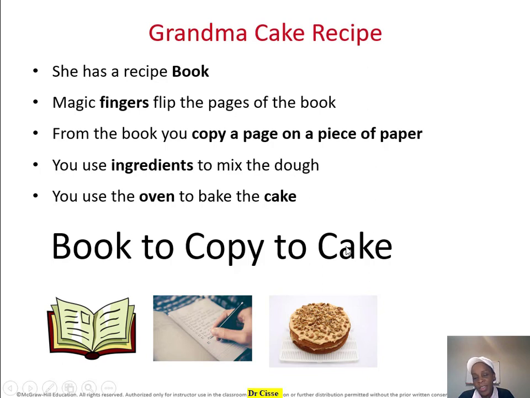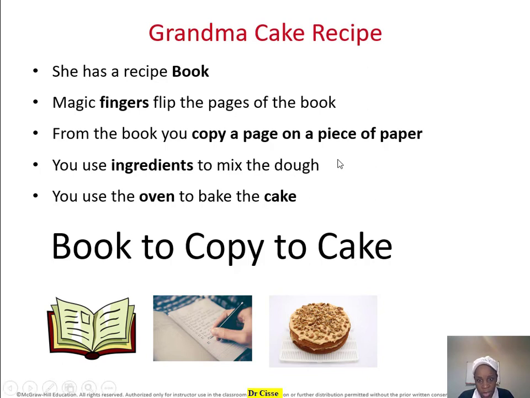If you want to bake a cake, you need a recipe. Let's say your grandmother has a recipe book in the kitchen, and that book always stays in the kitchen. Then, in order for you to see the specific recipe of the cake you're trying to make, you have to flip it with your fingers, right? Flip the pages of the book. You flip it, you open it, and from the book, you make copies on a piece of paper. Now, what you write down on the piece of paper are the ingredients you need to put together to make the dough to bake the cake.